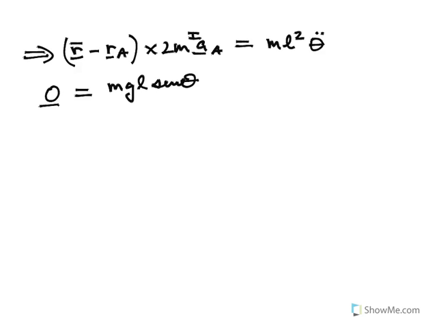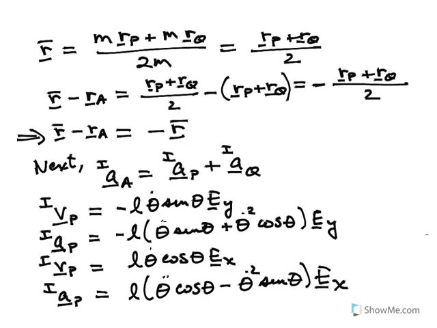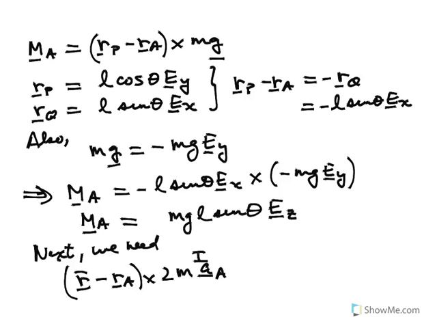and then plus, this is times EZ, and then this is actually times EZ also, and then plus mL squared theta double dot times EZ. So this gives that the differential equation is mL squared theta double dot, and then we've got plus mgl times the sine of theta is equal to 0. And let's just make sure that we got the sign right here on this gravity moment.